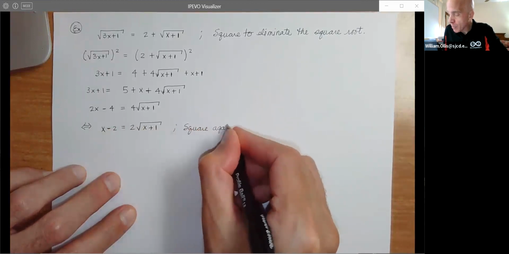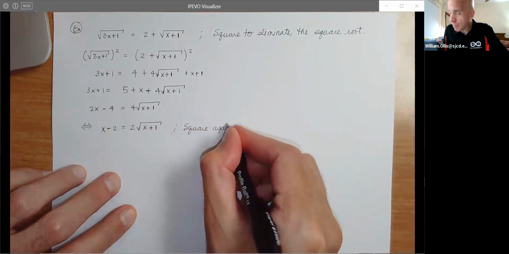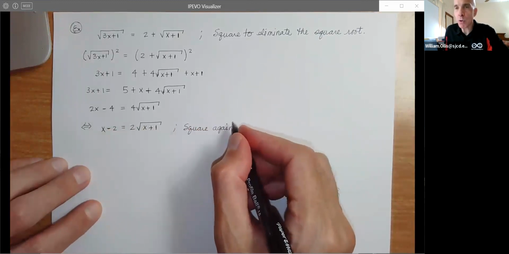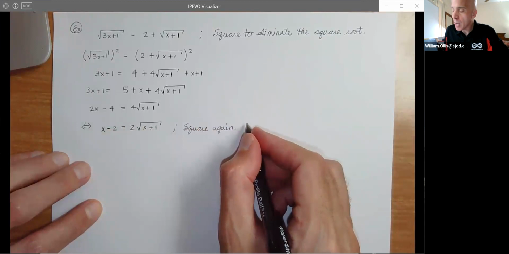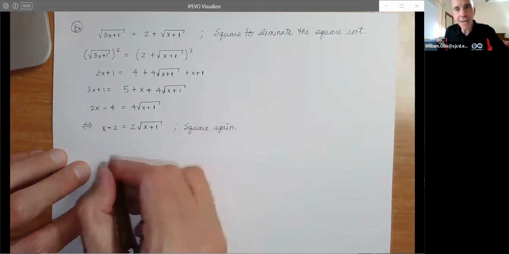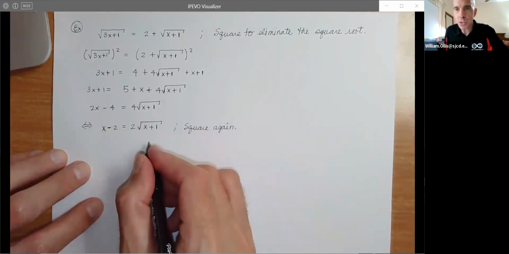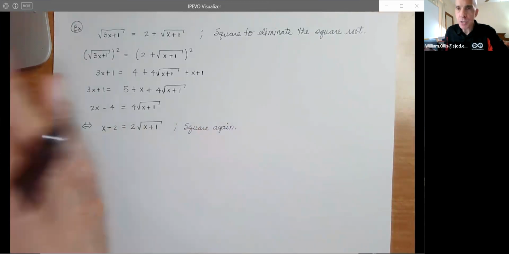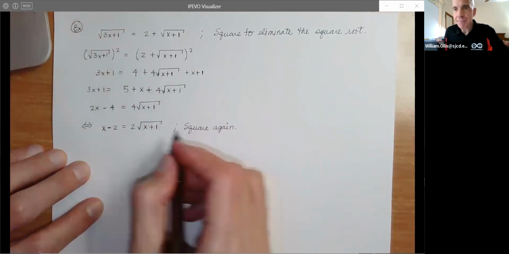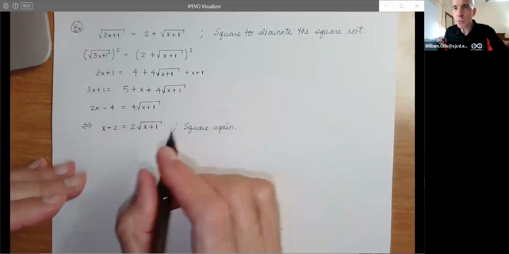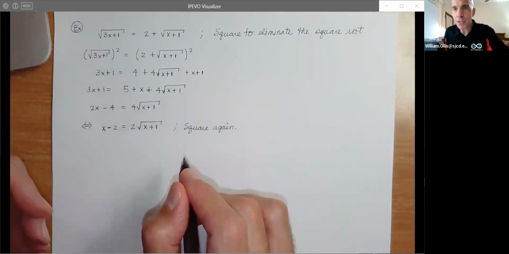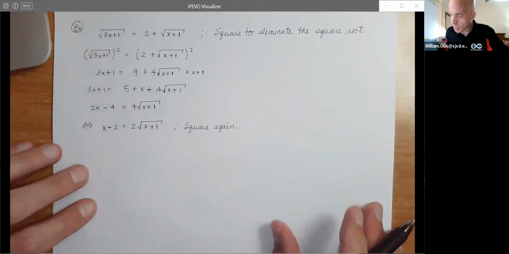Now, one thing about squaring is that there are possibilities of introducing what we call extraneous zeros. So when we get values of x, we want to make sure that they actually solve the original. So again, just a word to the wise, don't do a happy dance with the values of x until you've made sure that they actually work in the original equation.